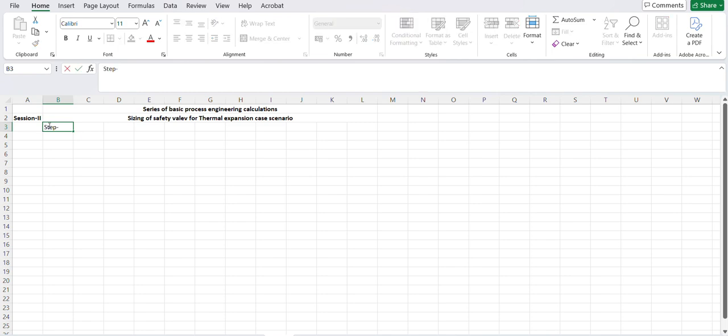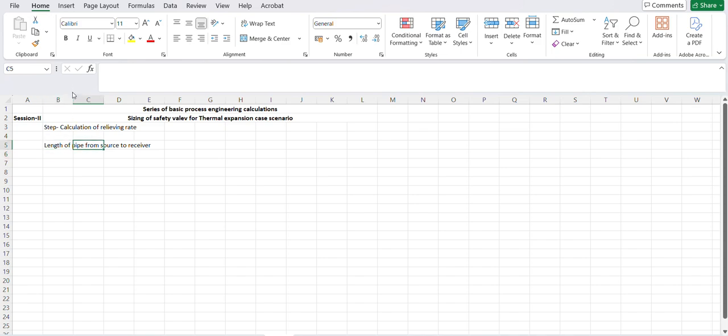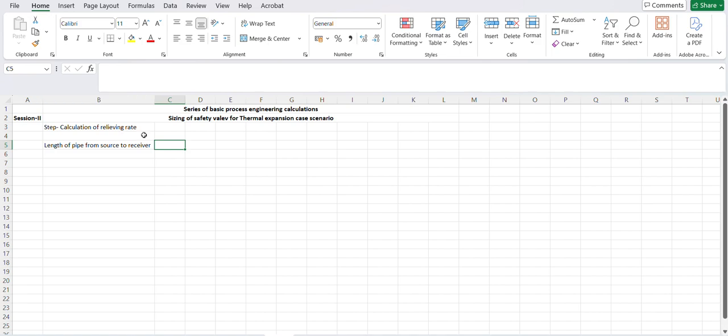So the first step is the calculation of relieving rate. To calculate the relieving rate, we need some data. Length of pipe from source to receiver in meters. We can consider the length and all details later on.